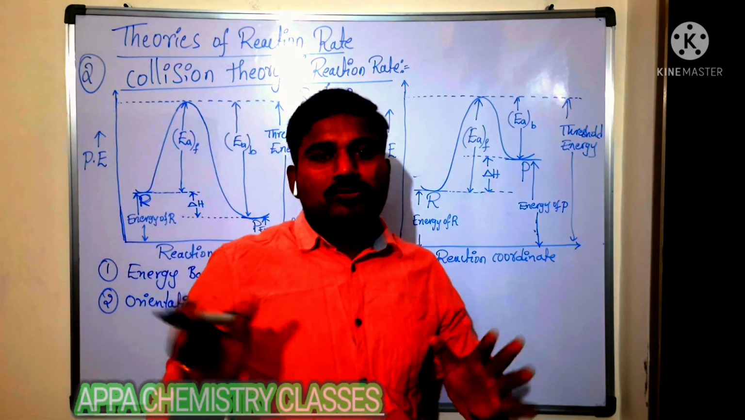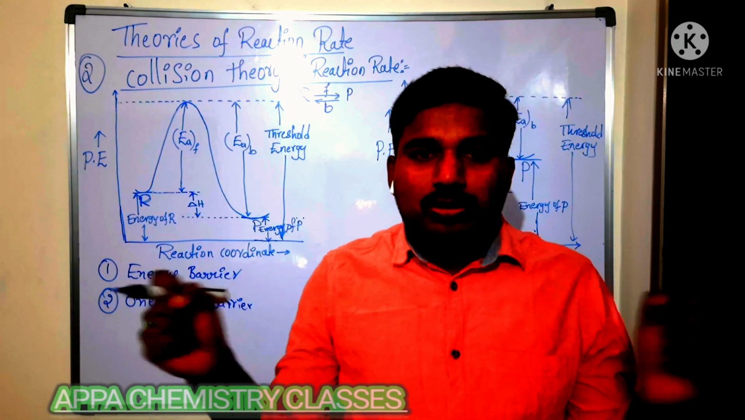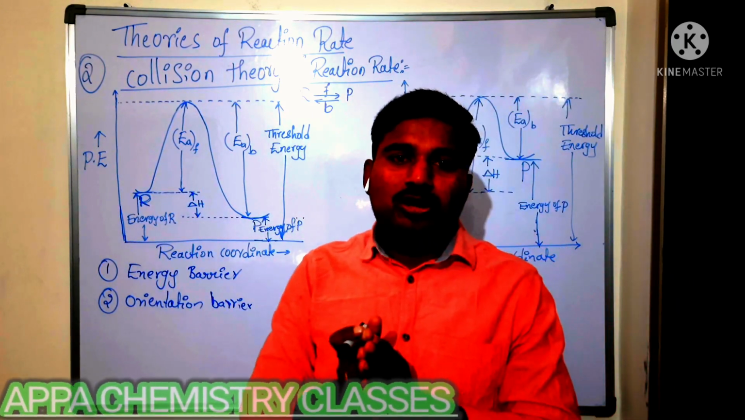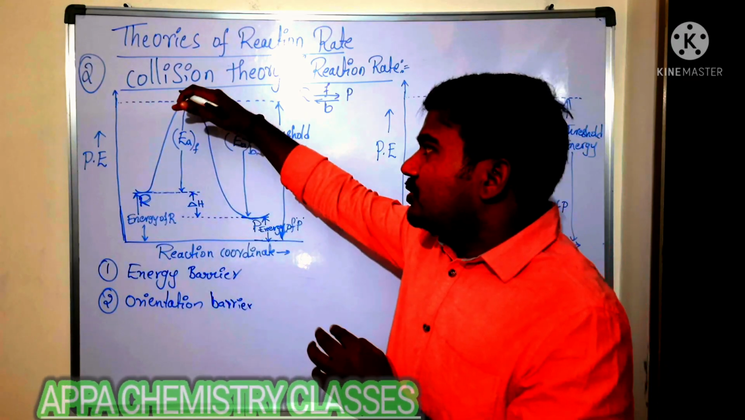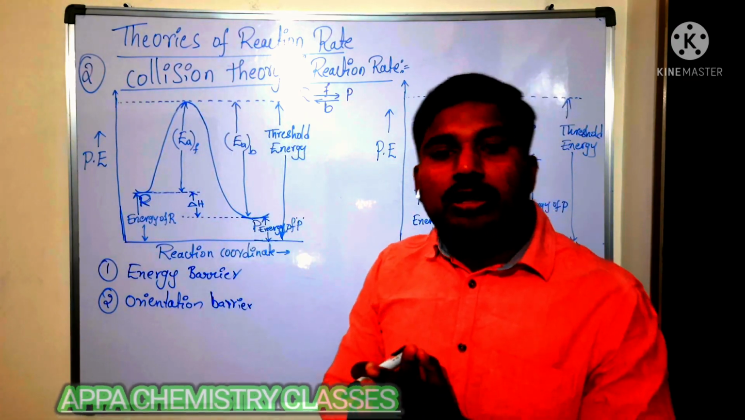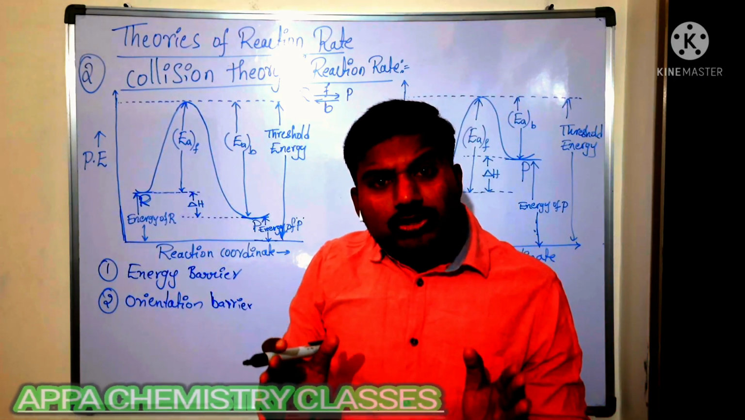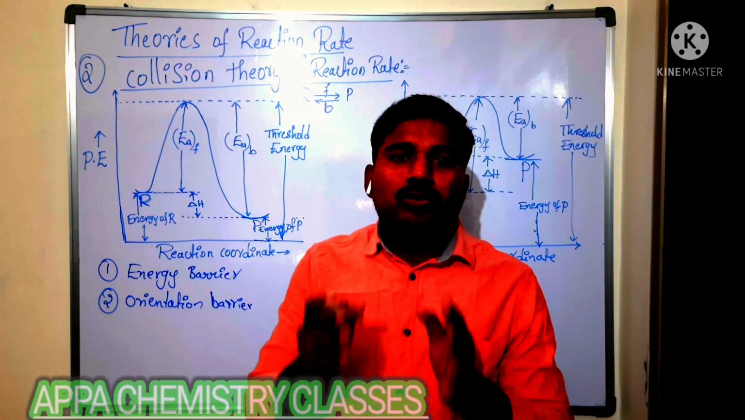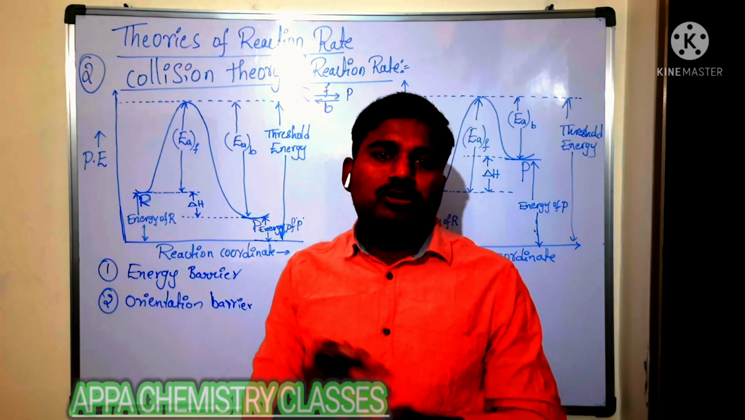Some minimum amount of energy, the reacting molecules. So to collide with one another and convert into product, they must possess some amount of energy, and also they have to cross this energy barrier, then only they will convert to product. So will all those collisions convert to product? No, only some collisions will be converted to product.